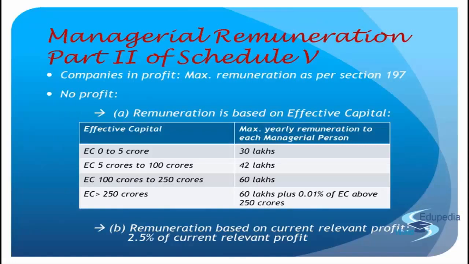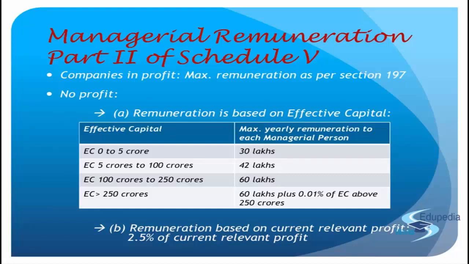So in case the company is not making any profit, right, and you still don't want to approach the central government, then this is the limit, and within the limit you will have to take your decision, right? So if the effective capital after all those additions and all those deletions comes up to 0 to 5 crore, the maximum yearly remuneration to each managerial personnel is 30 lakhs, right? Now when we talk about these slides also, most of you will just mug up 5 crore 30 lakhs, 100 crore 42 lakhs, 250 crore, but that is not the criteria, right?